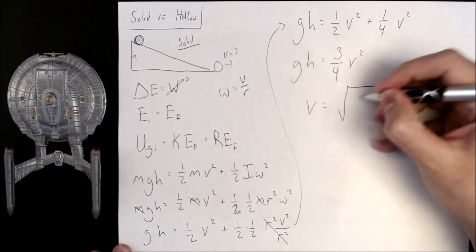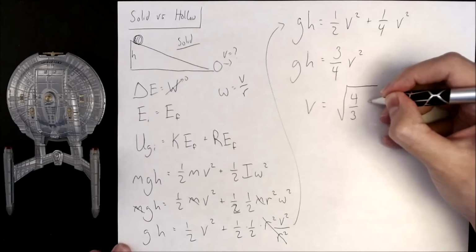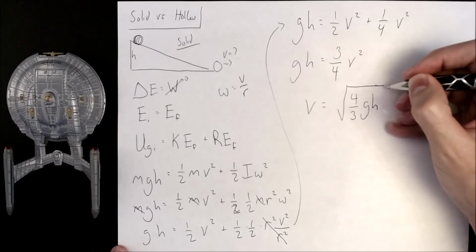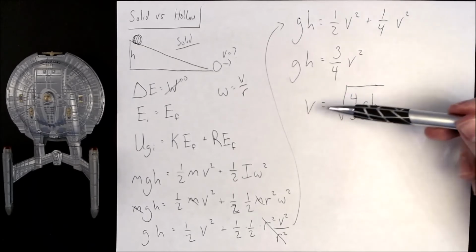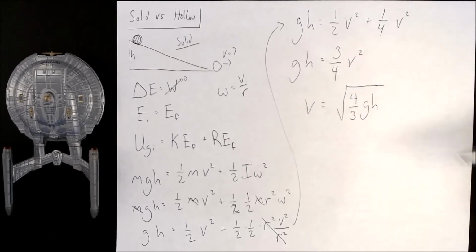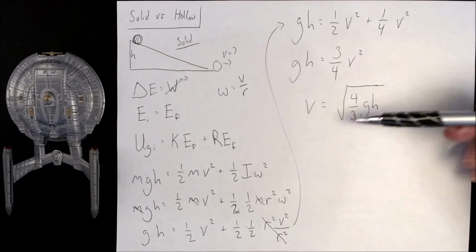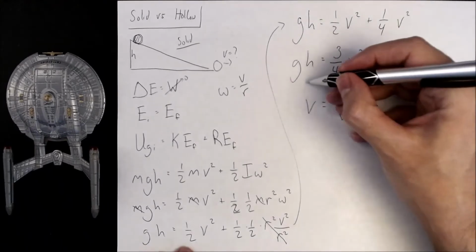Now we can solve for v. V is going to be the square root of 4/3 gh. The solid cylinder will be moving at a velocity of the square root of 4/3 gh at the bottom of the ramp.